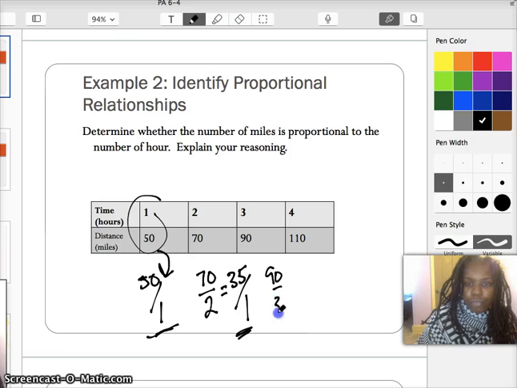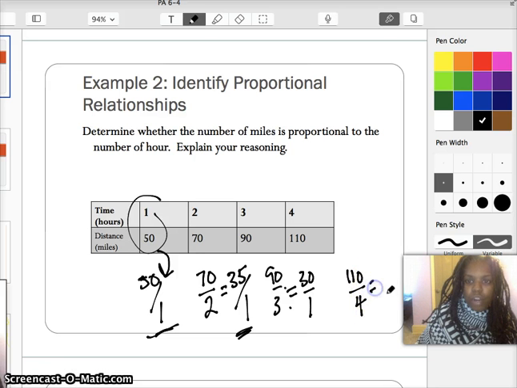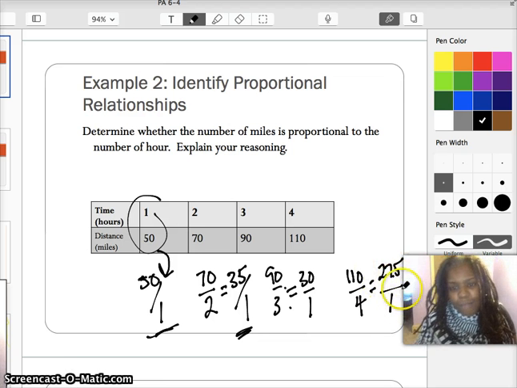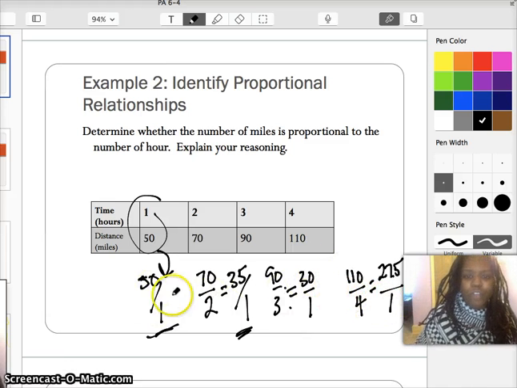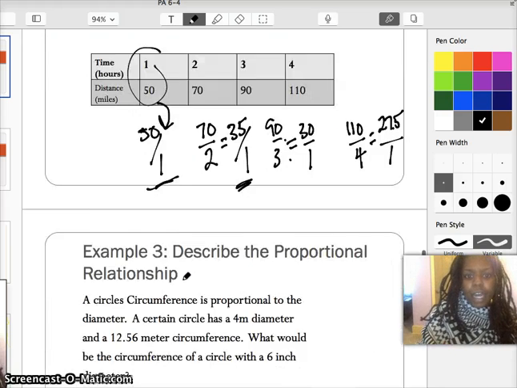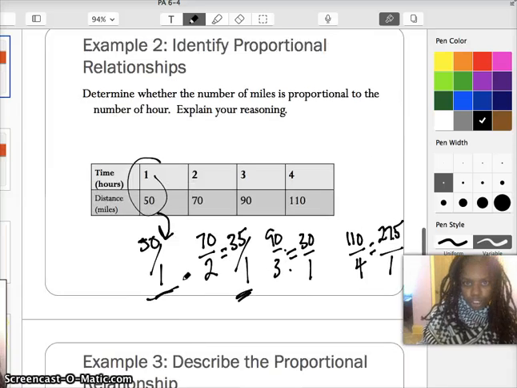So 90/3, if I did the unit rate, divide top and bottom by 3, this is 30 miles per hour. And then finally 110 divided by 4. If I divide top and bottom by 4, I'm going to get 27.5, I think. If I'm wrong, you guys will tell me. 27.5 miles per hour. Clearly, all of these are not proportional. If 2 weren't proportional, we'd be done, but I just checked them all just so we can talk about it. All right. Example 3. So not proportional. That was example 2.